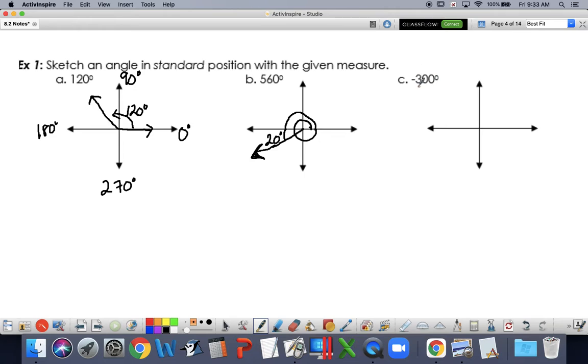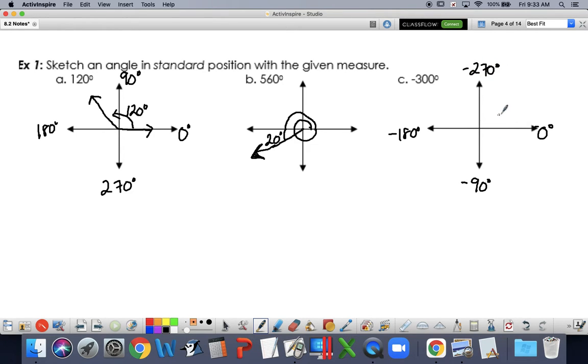Now our last one, we have a negative 300 degrees. So negative 300 means I'm going to go clockwise instead of counterclockwise. If I want to relabel my axis here, I'm going to have 0 degrees, and then down here is going to be negative 90 degrees. Over here is going to be negative 180 degrees, and up here, negative 270 degrees.